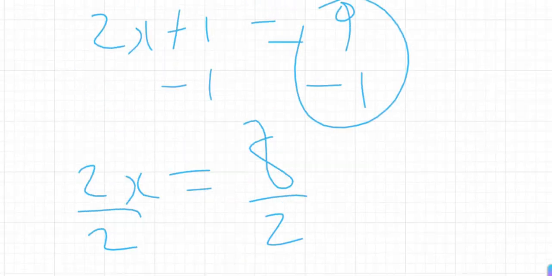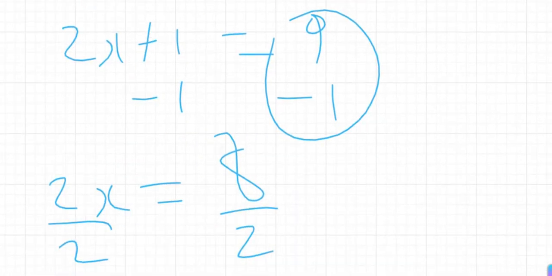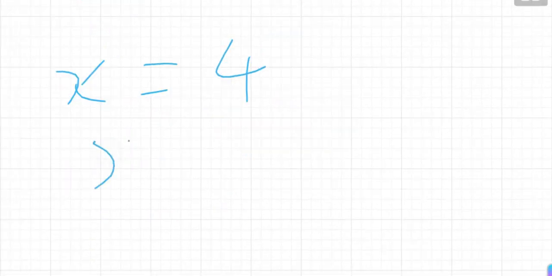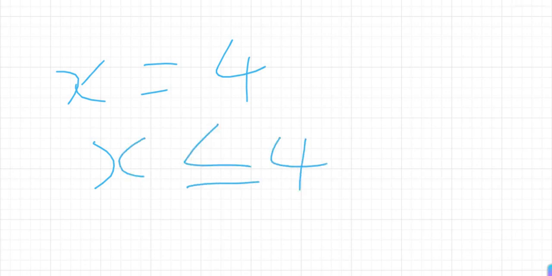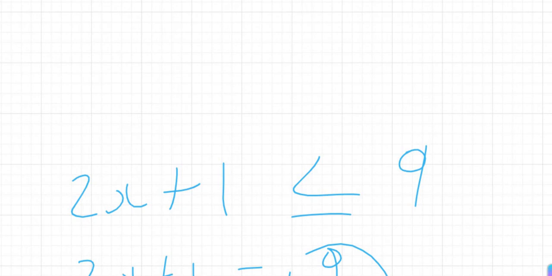But let us look at what the inequality was. It was less than or equal to, so we write that x is less than or equal to 4. So what this is saying is that x is either 4 or less than 4, going down to infinity. So that's what it is saying. So let us draw a number line to represent this and to see if it actually works.